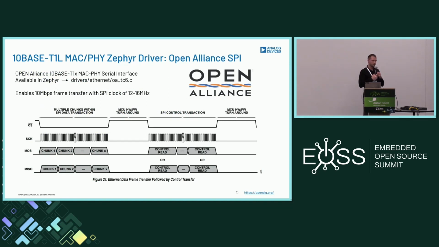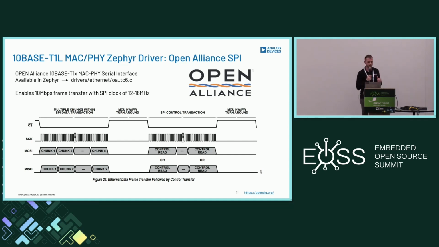In the context also of driver support for these devices within Zephyr, I want to highlight a recent addition to Zephyr, which was recently merged upstream in the past couple of months, and this is support for the Open Alliance SPI interface. So Open Alliance is a kind of special interest group which is really focused on pushing the use of Ethernet in industrial and automotive applications.